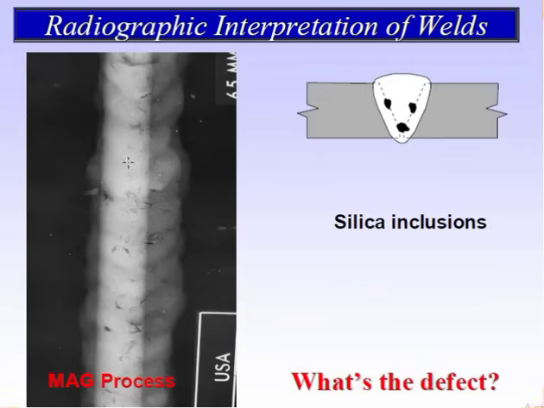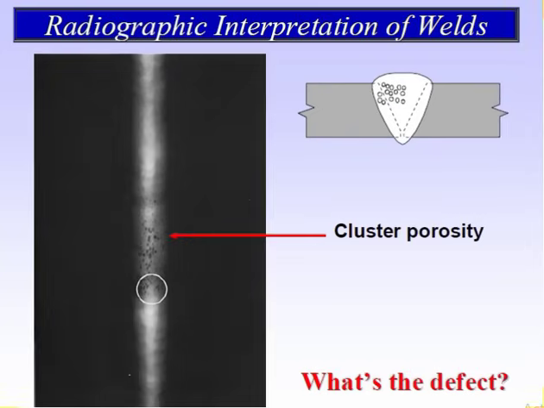Silica inclusion, you can see here the inside, how it looks this way. If the image looks like that, definitely it will be a metal active gas process. This is called silica inclusion. You see here the cluster porosity, how it looks in the image. You see so many pores in the images, so it looks like that.